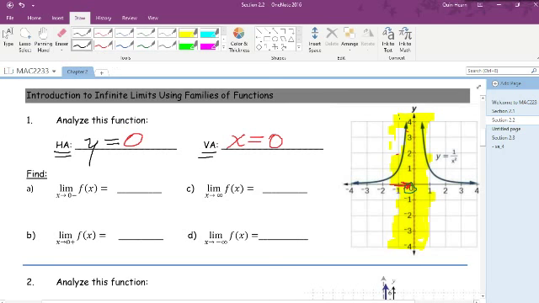So what we say is the limit as x approaches 0 from the left is positive infinity, or you can just write infinity. You don't necessarily have to put the positive symbol there.